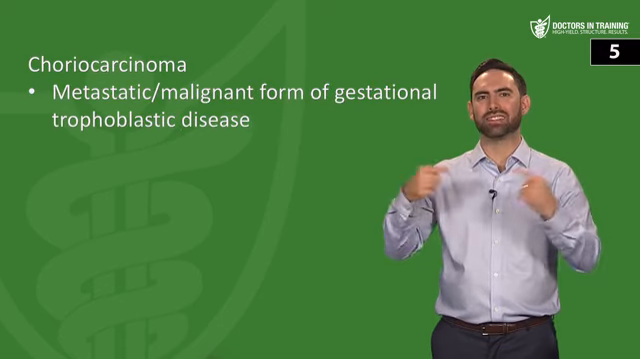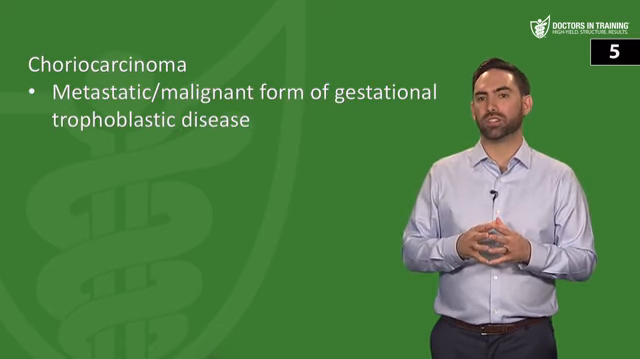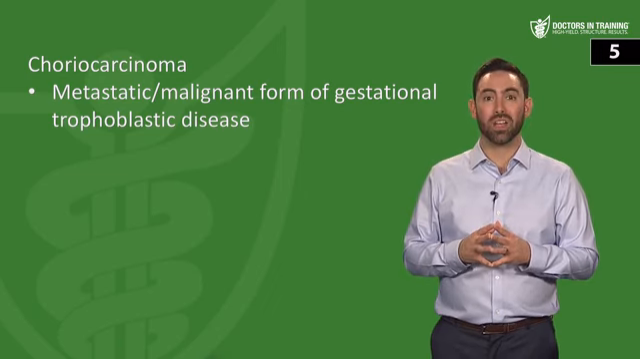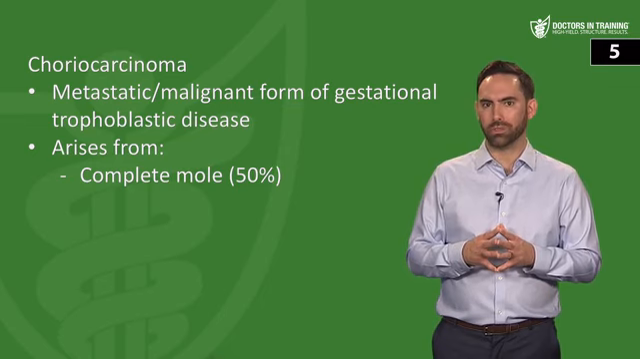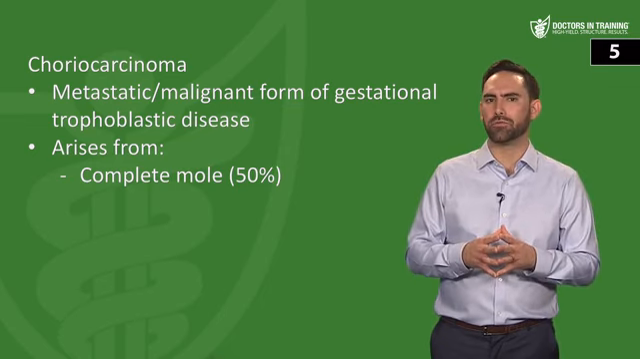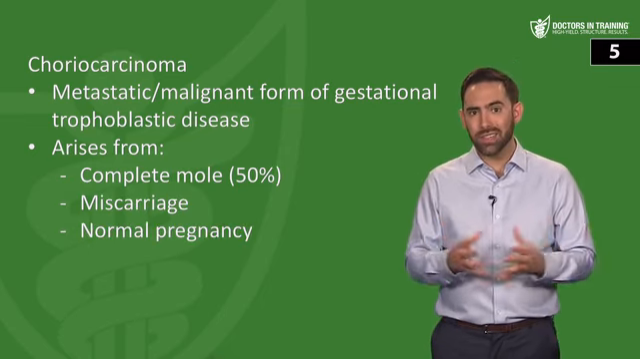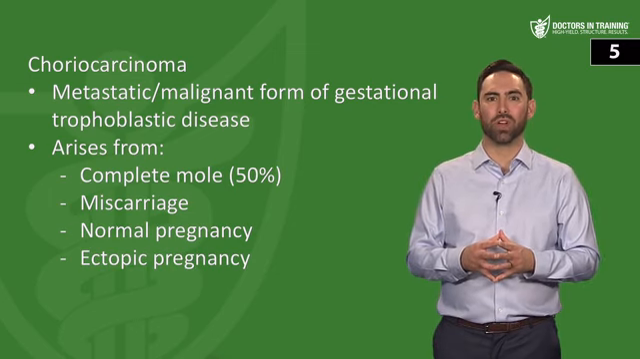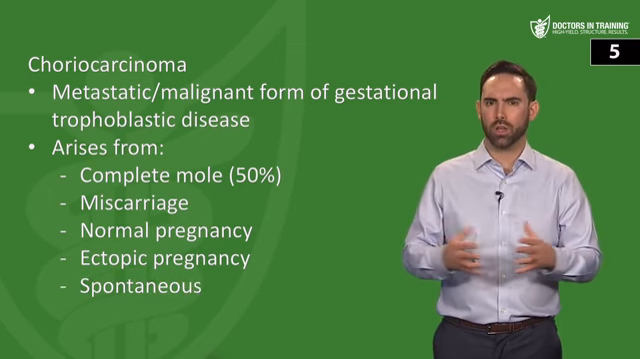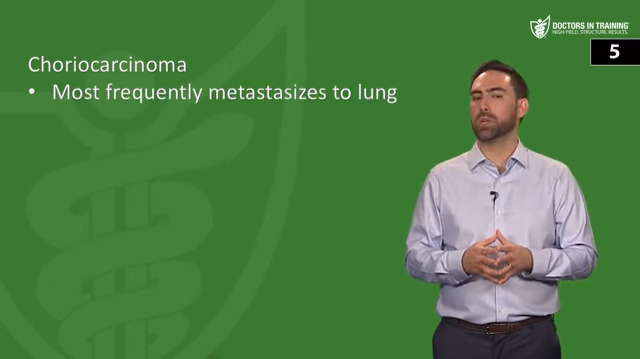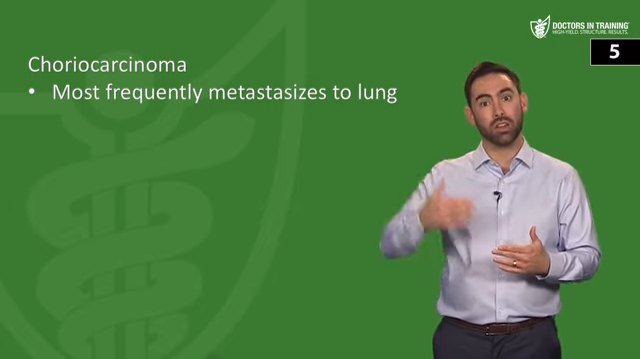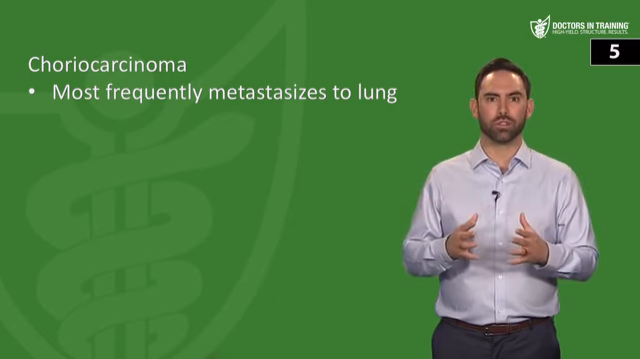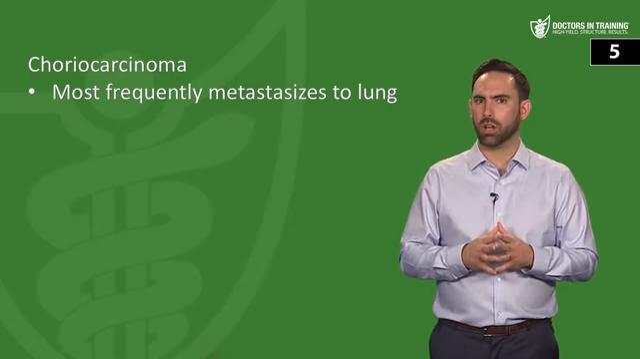Choriocarcinoma is the metastatic malignant form of gestational trophoblastic disease. Most, 50%, arise from complete hydatidiform moles, but they can also occur after miscarriages, normal pregnancies, ectopic pregnancies, or even just spontaneously. Choriocarcinoma most frequently metastasizes to the lung, but it can also go to the vagina, brain, liver, and other organs. But definitely remember the lung.